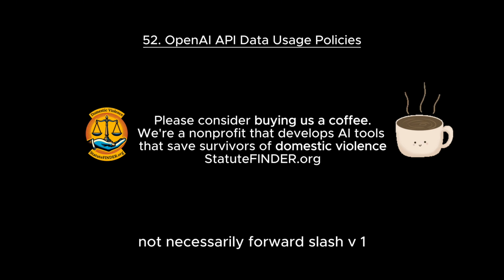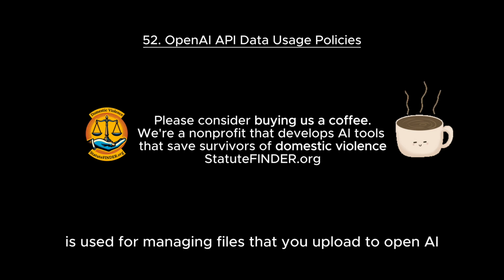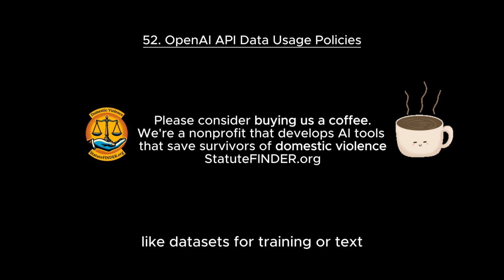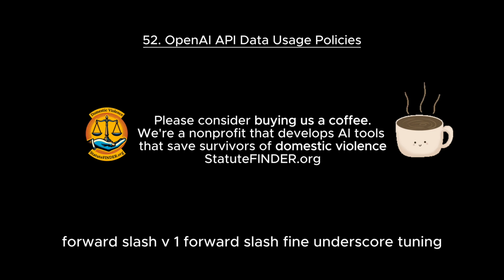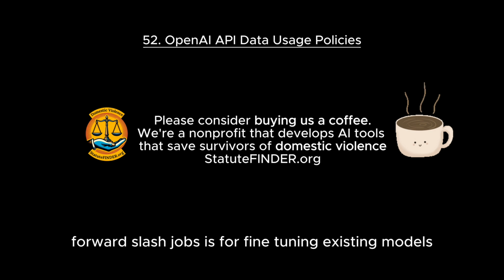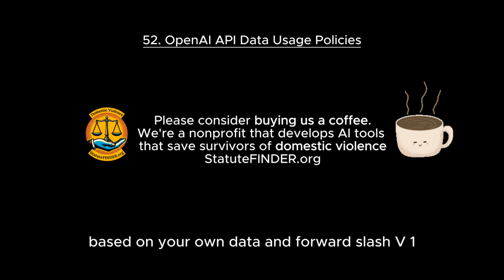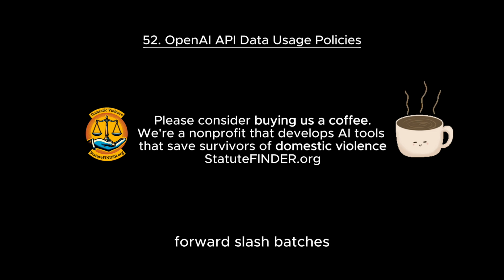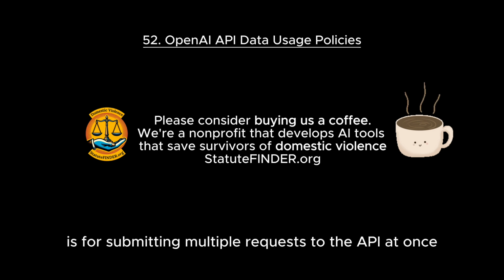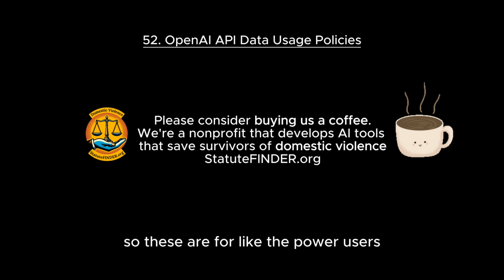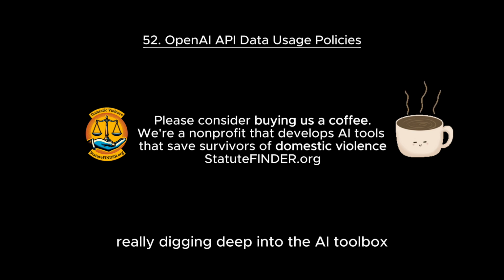Not necessarily. /v1/files is used for managing files that you upload to OpenAI, like datasets for training or text documents for processing. /v1/fine_tuning/jobs is for fine-tuning existing models to perform specific tasks based on your own data. And /v1/batches is for submitting multiple requests to the API at once. So these are for like the power users, the ones who are really digging deep into the AI toolbox.